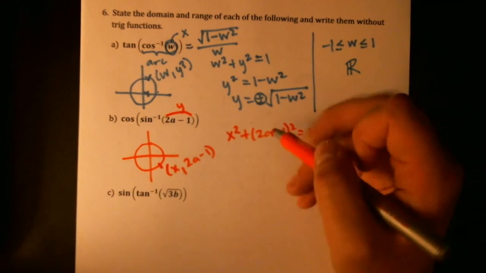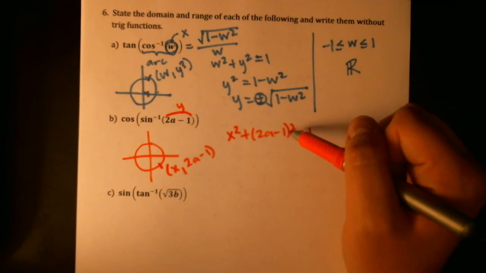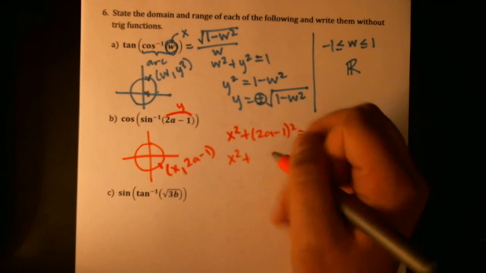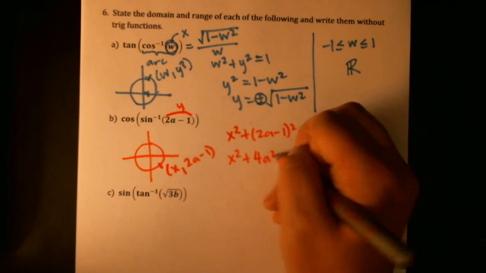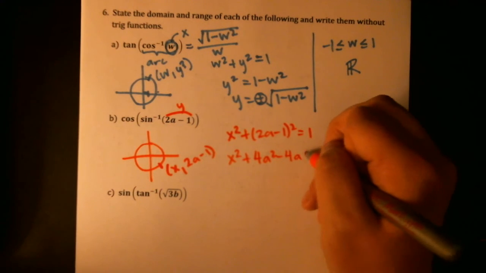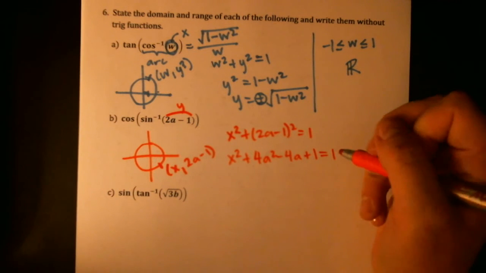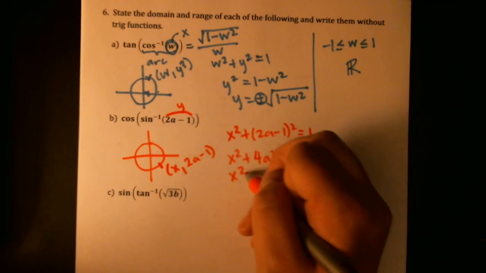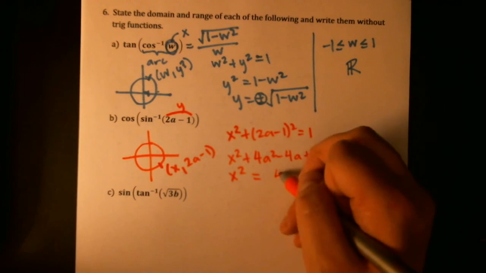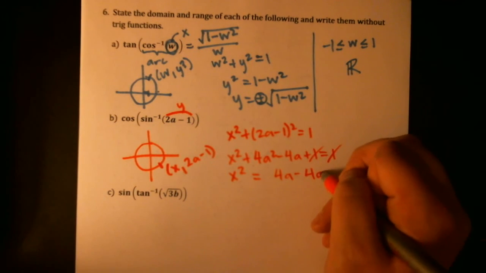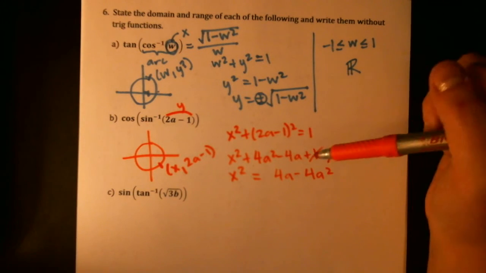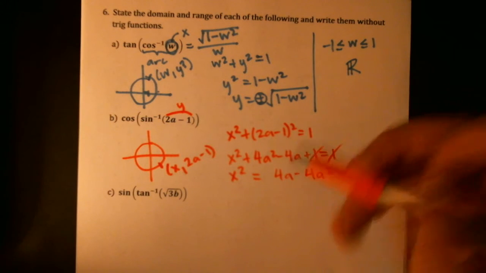You can FOIL this out or not. In general, I think I'm going to go ahead and do it because I can tell that my last is going to be a 1. So when I subtract, it'll wipe this out. So I see x squared plus 4a squared minus 4a plus 1 equals 1. And the 1's drop out, so I'm just left with x squared equals 4a minus 4a squared. You don't have to rearrange the order. You could leave it negative 4a squared plus 4a. I just think this looks a little prettier.